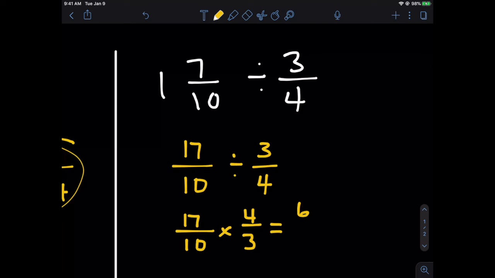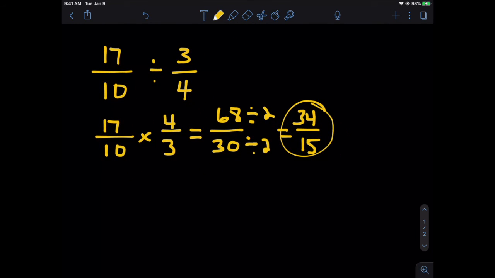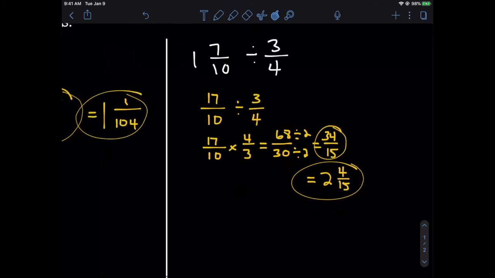Times across the top, 17 times 4 gives us 68. 10 times 3 is 30. Both of these numbers are even. We know we can divide them by 2, so 68 divided by 2 is 34, and 30 divided by 2 is 15. That's as simple as it gets. If we want, we can turn this into a mixed number. 15 goes into 34 2 times with a remainder of 4, so 2 and 4/15. And that is another good answer.